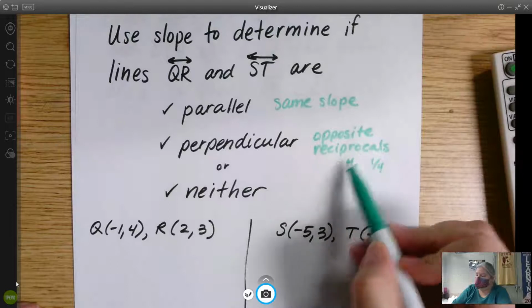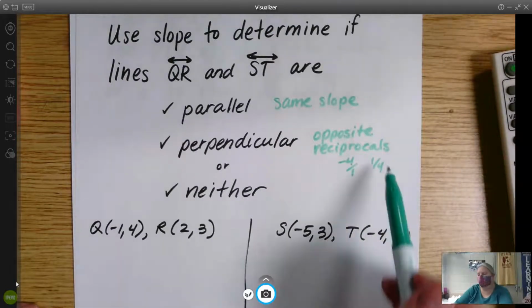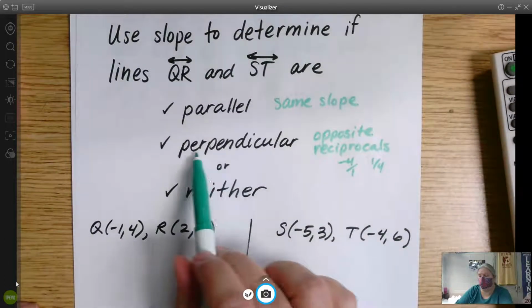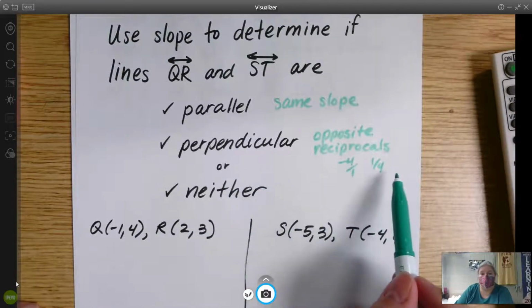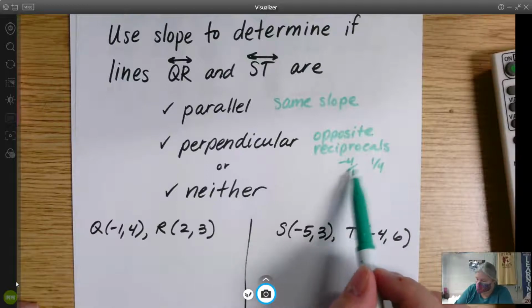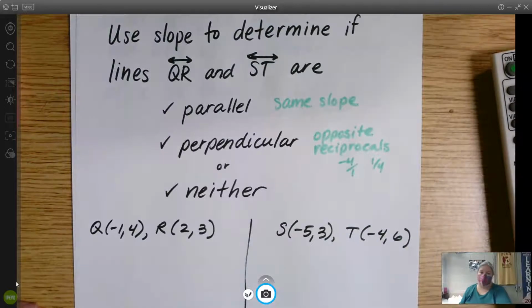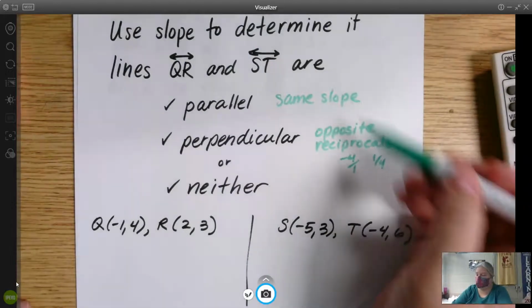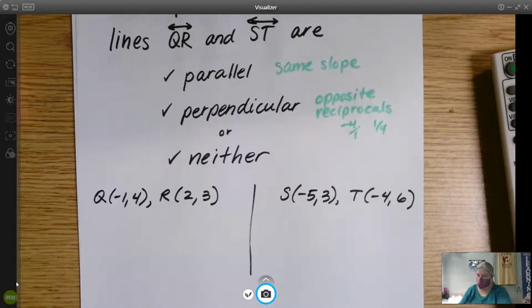If we want opposite reciprocals, one of these would have to be negative and the other one would be positive. Another way of saying that, by the way, is that there are two slopes of the two lines. If they're perpendicular, the product of their slopes has to be negative one. If I multiply this number and this number, I'll get negative one. That's always true if the two numbers are opposite reciprocals. And finally, neither one. If neither of those two things is true, then they're not parallel and they're not perpendicular. So let's go ahead and find the slope and find out.